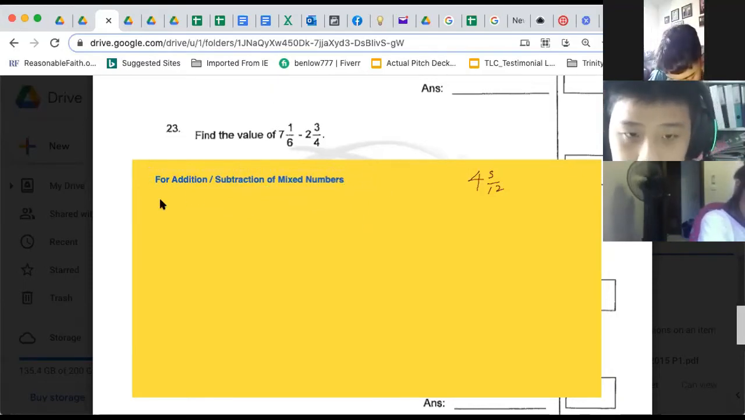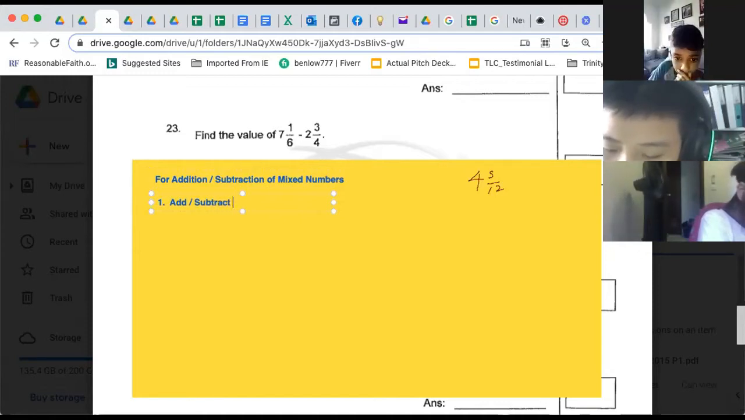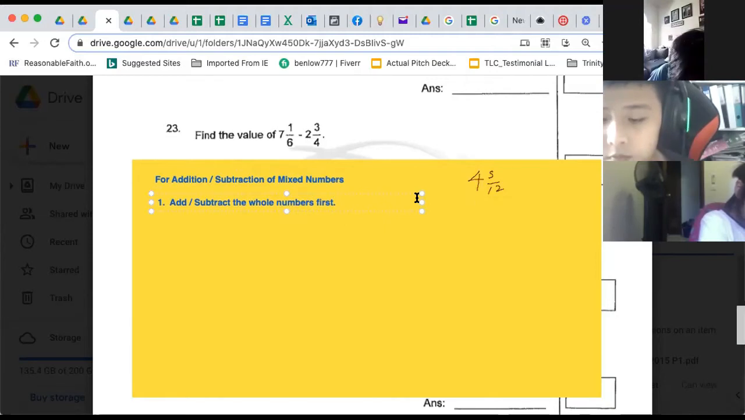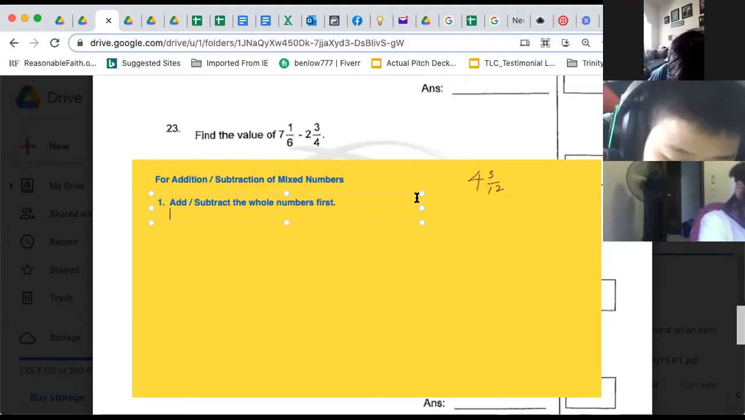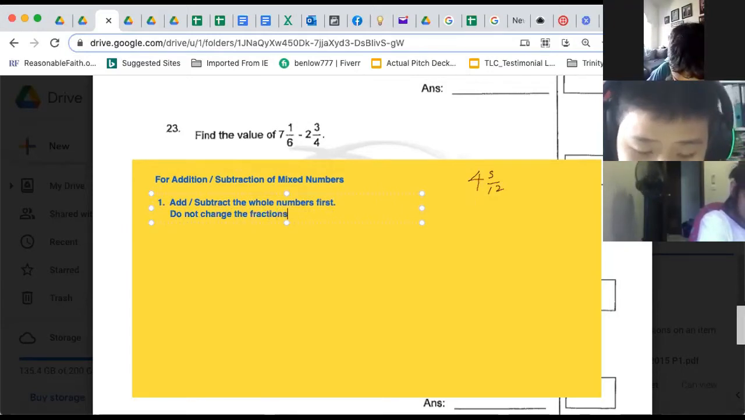Step number 1. Add or subtract the whole numbers first. Do not change the fractions. Okay, so only add or subtract the whole numbers, do not change the fractions.